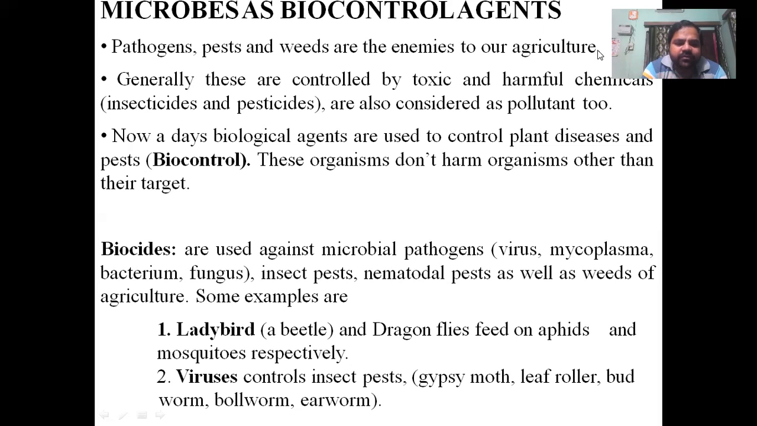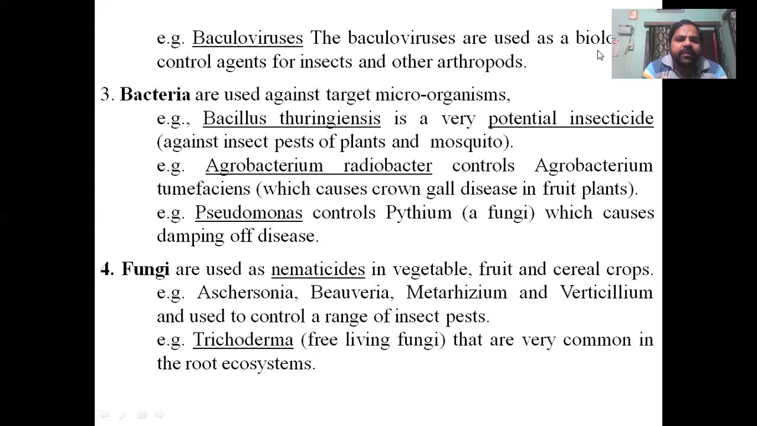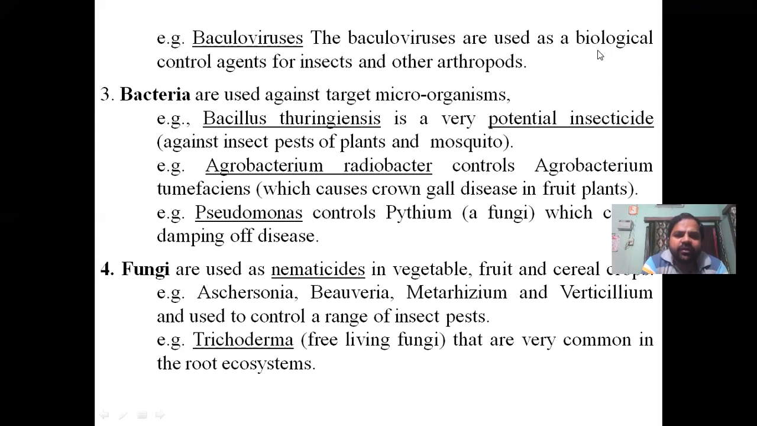The second is virus. Some viruses can also be used as biocides. They control insect pests such as gypsy moth, leaf roller, budworm, bollworm, and earworm. Baculovirus, for example, is used as a biological control agent for insects and other arthropods. It means it will kill some insects and arthropods.